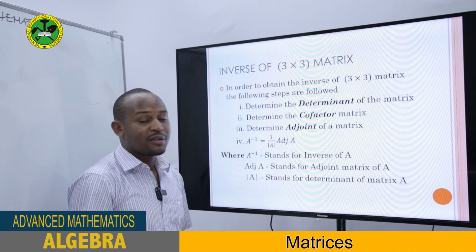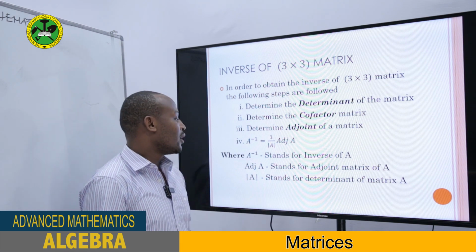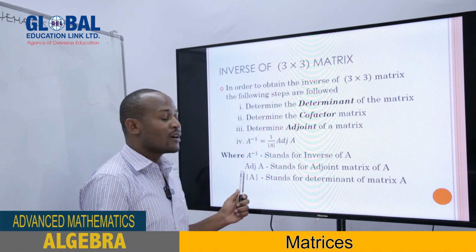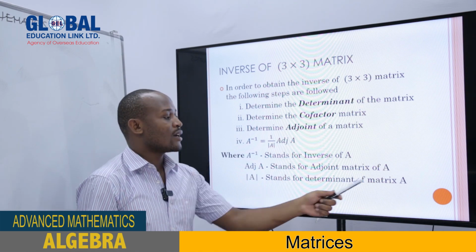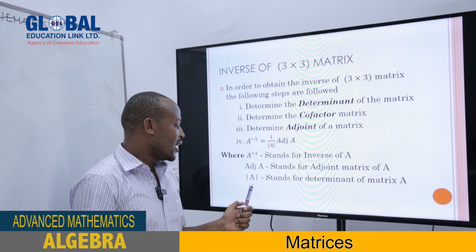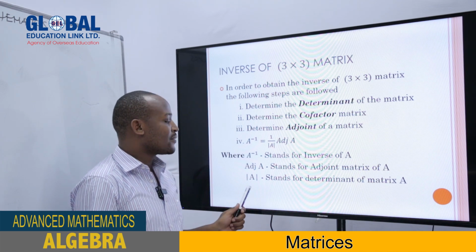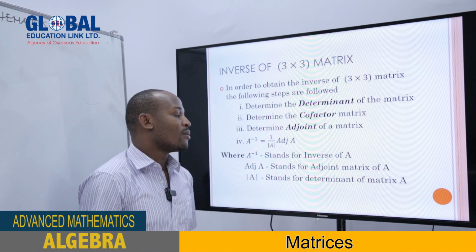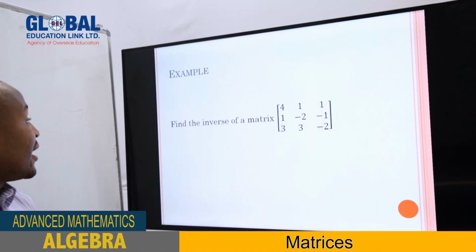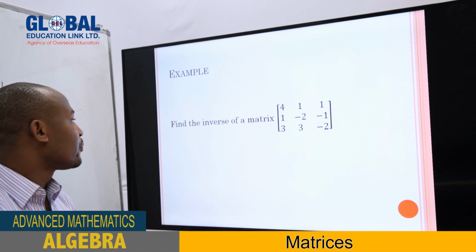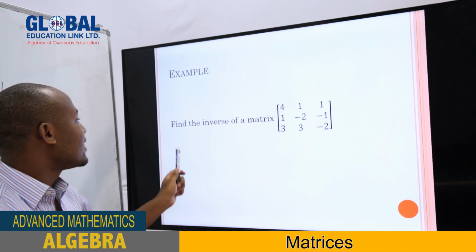Then we have some abbreviations there. We have A raised to negative 1, that stands for the inverse, and then we have adj of A, that stands for the adjoint matrix of A, and then we have the absolute value of A, that stands for the determinant of the matrix A.